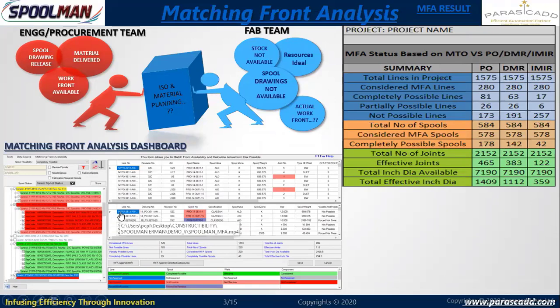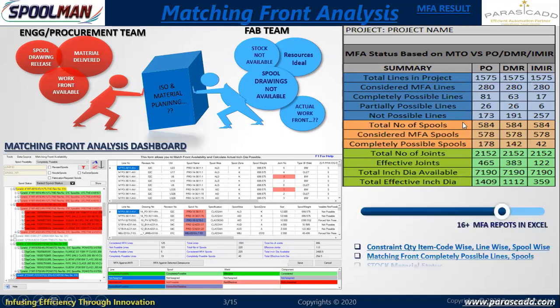The system will do this analysis in a detailed way with color codes. It will show complete possibility in green, partial possibility in yellow, and no possibility in red, at line level, spool level, and joint level. And it gives me many reports. On the right side, you can see the summary. I can perform this matching front analysis against purchase-ordered material, against material in transit, against DMR, that is received material, and IMR, that is inspected material. The system generates around 15 detailed reports. I'll cover those reports also.